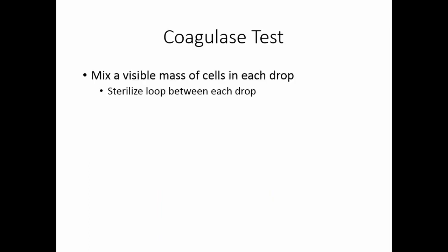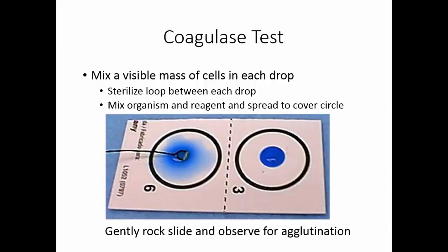You mix a visible mass of cells in each drop. Now between each mixing, you sterilize the loop. So you pick up your mass of cells, mix it in one drop, sterilize the loop, pick up another mass of cells, and mix it in the other drop. You want to mix the organism and the reagent and spread that to cover the entire circle. You then gently rock the slide and observe for agglutination.